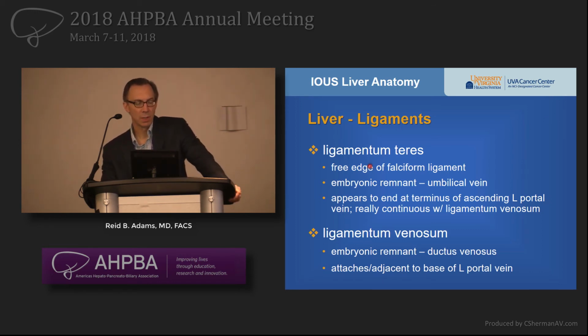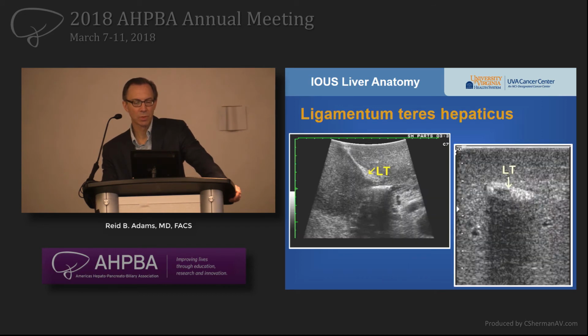As I mentioned, there are a couple of ligaments that are helpful. Ligamentum teres, the free edge of the falciform ligament, is the embryonic remnant, as you know, of the umbilical vein. If you scan up the left portal vein and look at segments 3 and 4, and continue to scan towards the edge of the liver, you'll see it transition to the ligamentum teres. Then the ligamentum venosum, as you know, is the embryonic remnant of the ductus venosum, and we'll show some images where that lies on ultrasound.